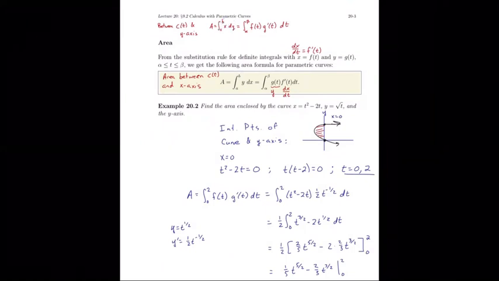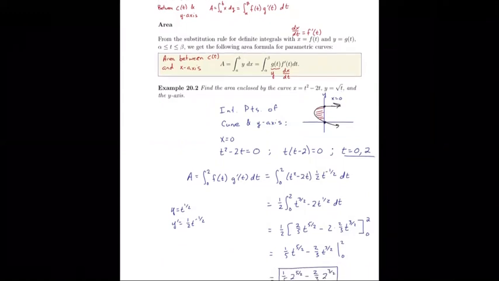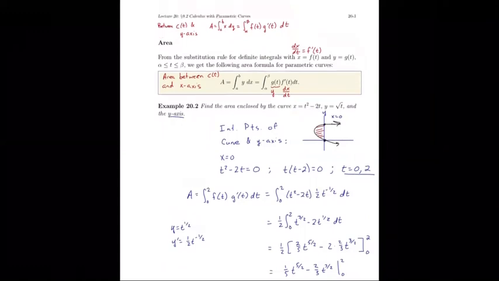When we move over to alpha and beta, these are t values, right? The limits of integration will match the variable values for whatever our differential is in that integral. So dt means alpha and beta are going to be t values. Okay, so we're asked to find the area enclosed by the curve x equals t squared minus 2t, y equals square root of t, and the y-axis. So if it's the y-axis, we need to use the formula given above, the handwritten one at the top.